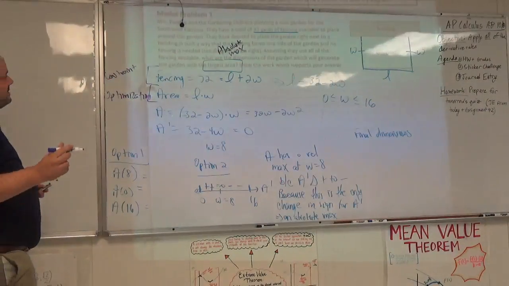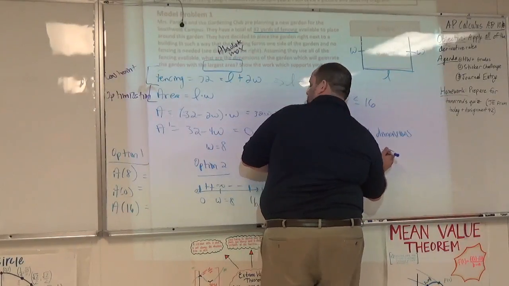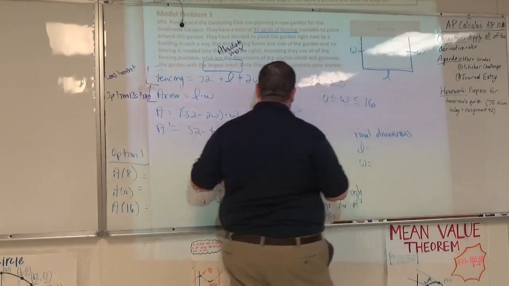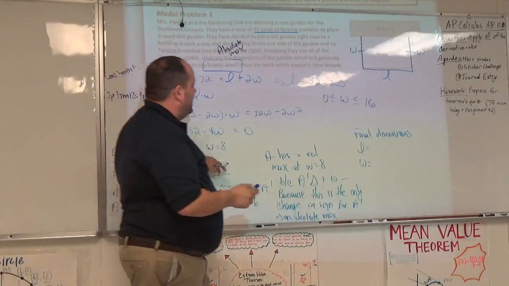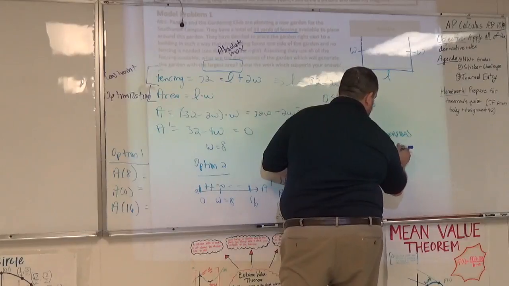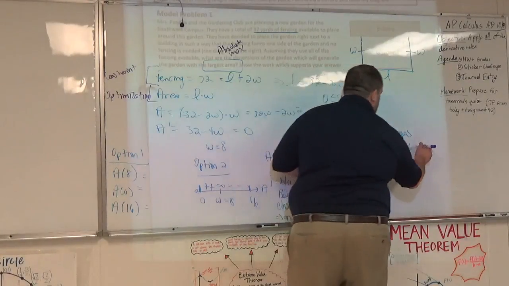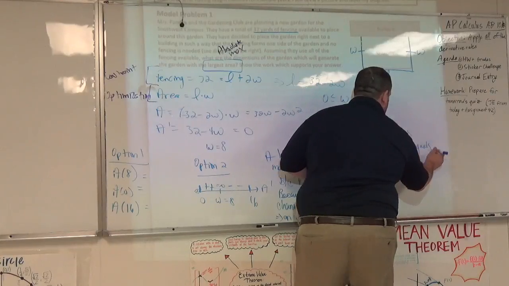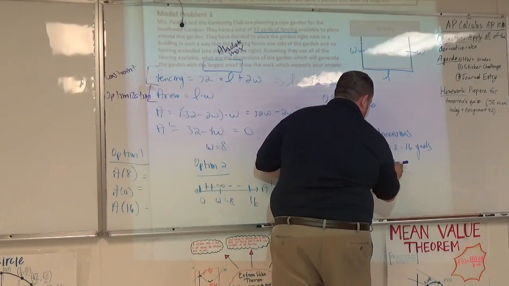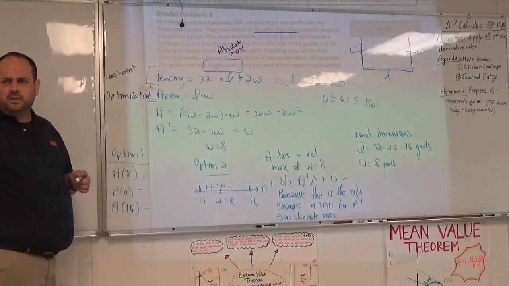Okay, so final dimensions, what's the length? Length will be 16. What we found was W, so W is 8. The length is 32 minus 2 times 8, which is 16. And give me some units, and yes, Polymon was right. Yards. Everybody feeling good about this?